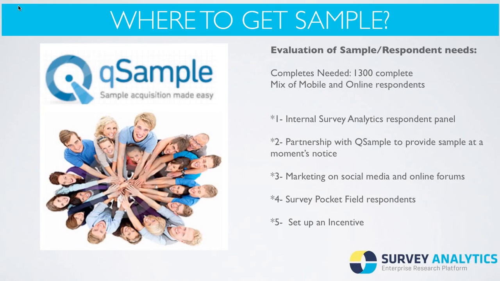So again, we talked about the 1300 completes, and you wanted to look into an opportunity to mix mobile and online respondents. The first thing you probably want to do is look at your Survey Analytics respondent panel if you have that as part of your license, and if you don't, you can always look into adding that. And that includes people that you have in an existing database, a customer list, any of that stuff. Those are things that you can use as a way of getting started with your project.